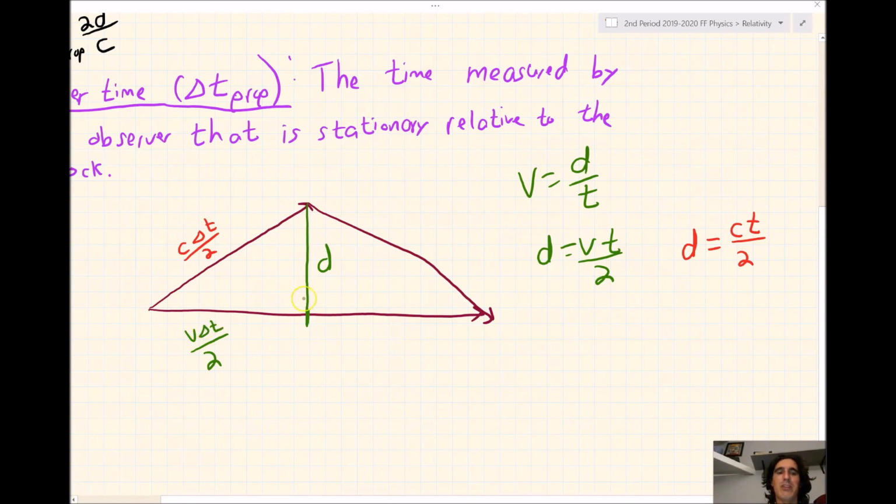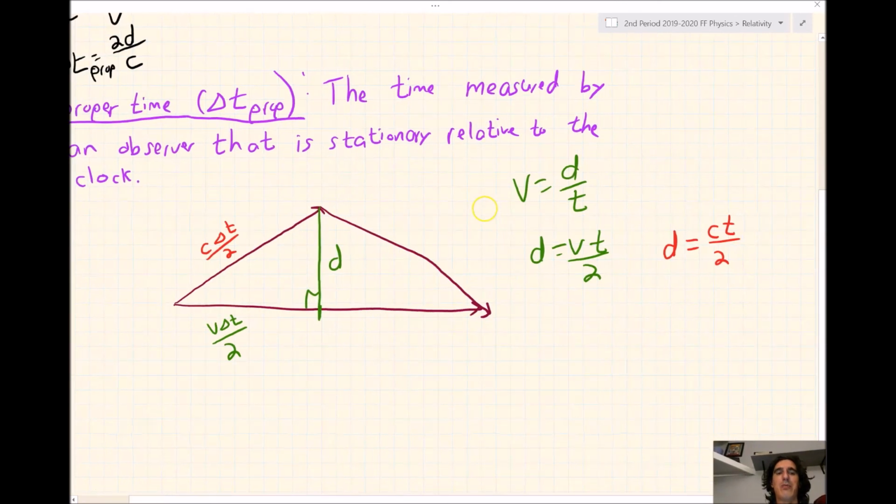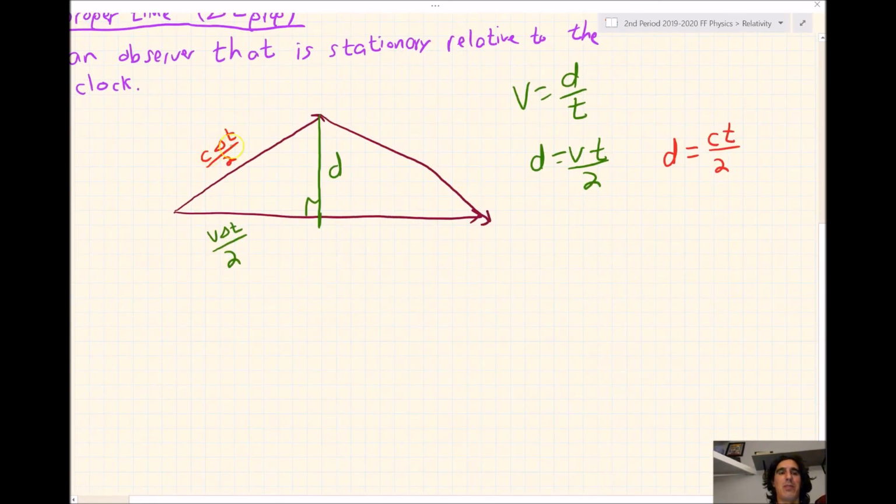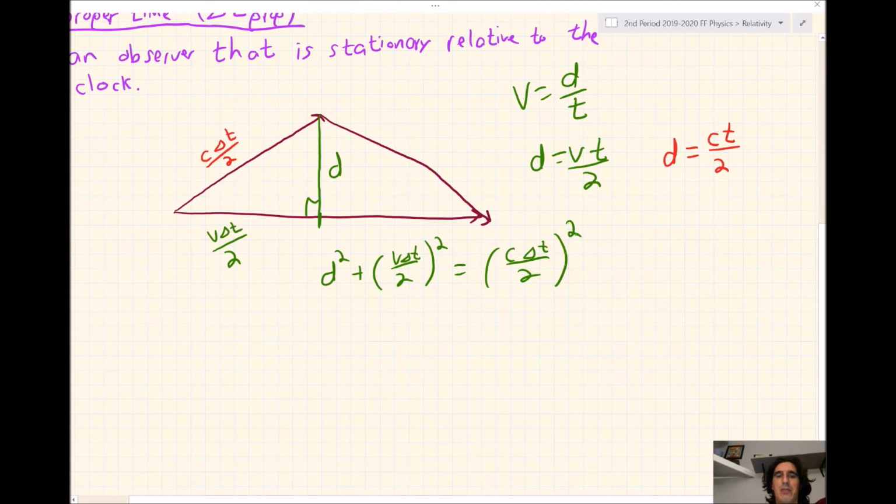We can see that we have a right triangle, which means from here to solve for the change in time, why don't we just do that? So we have a squared plus b squared equals c squared, which means in this case, d squared plus (v delta t over 2) squared will equal (c delta t over 2) squared. We'll expand this out: d squared plus v squared delta t squared over 4 equals c squared delta t squared over 4.